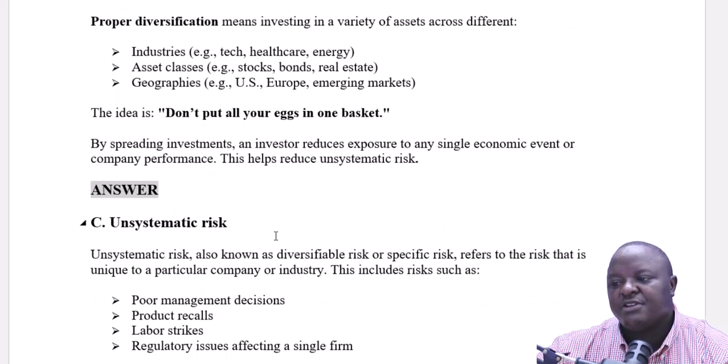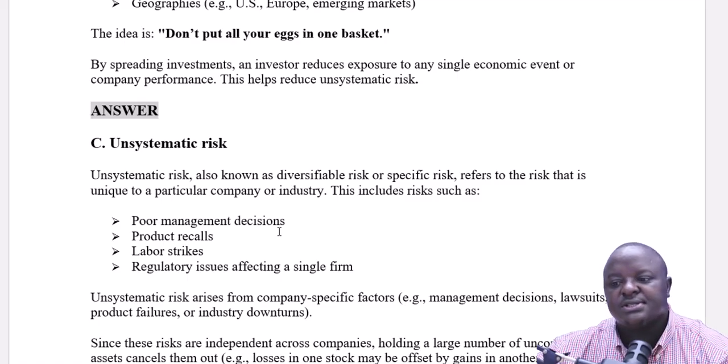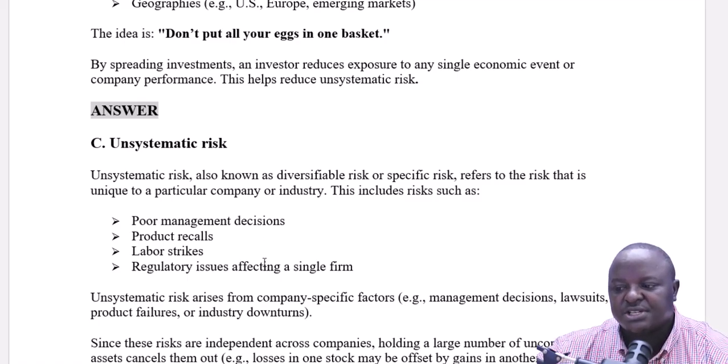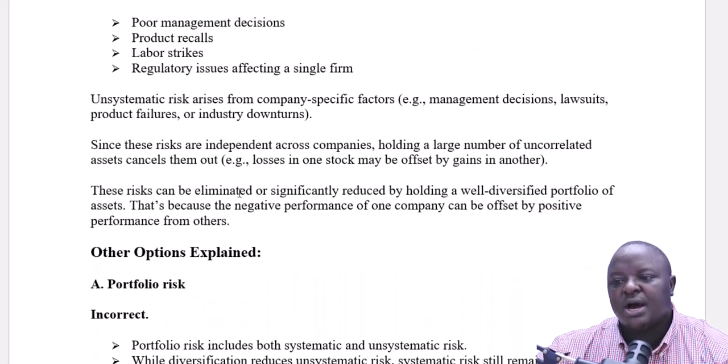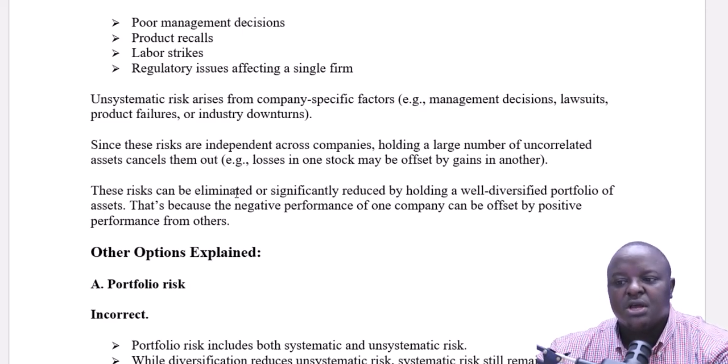investments, the investor reduces exposure to any single economic event or company performance. This helps reduce unsystematic risk. So the answer is unsystematic risk. Unsystematic risk, also known as diversifiable risk or specific risk, refers to the risk that is unique to a particular company or industry. This includes poor management decisions, product recalls, labor strikes, regulatory issues affecting a single firm, and all those. So unsystematic risk arises from company-specific factors like management decisions, lawsuits, product failures, industry downturns, and all those.